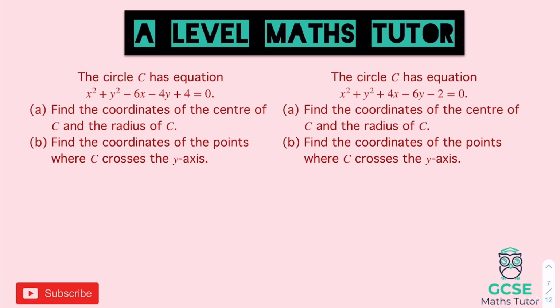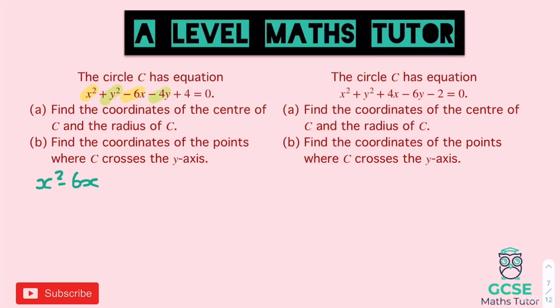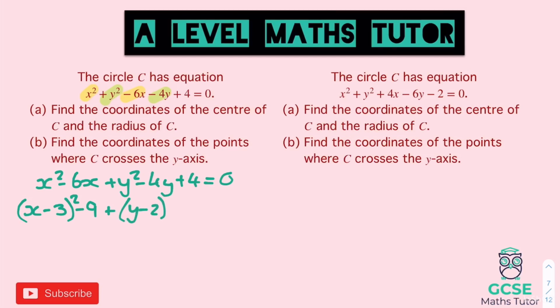Okay, so for the first one, we've got x squared minus 6x, and there's our x pieces, and then we also have y squared and a minus 4y. So we've got plus y squared minus 4y plus 4, and that equals 0. So if we complete the square on the first part, we get x minus 3, halving the coefficient there, which is 6, squared, take away 9. And then we've got plus y minus 2, halving the 4 there, squared, take away 4. And then plus 4, and that all equals 0.